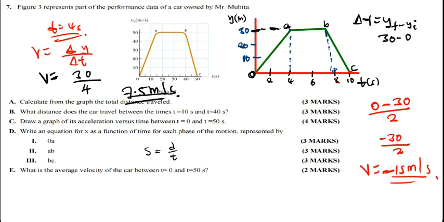the displacement is in meters. If I divide it by time, I'm going to have meters per second. Meters per second is velocity. That's why when finding velocity, we are saying the distance divided by time.